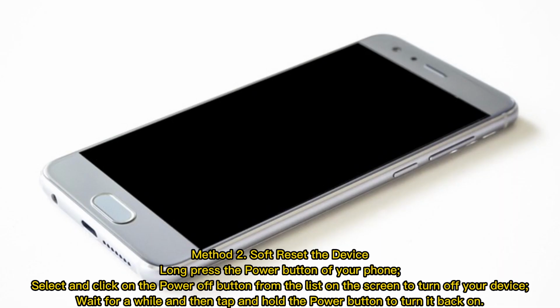Method 2. Soft reset the device. Long press the power button of your phone. Select and click on the power off button from the list on the screen to turn off your device. Wait for a while and then tap and hold the power button to turn it back on.